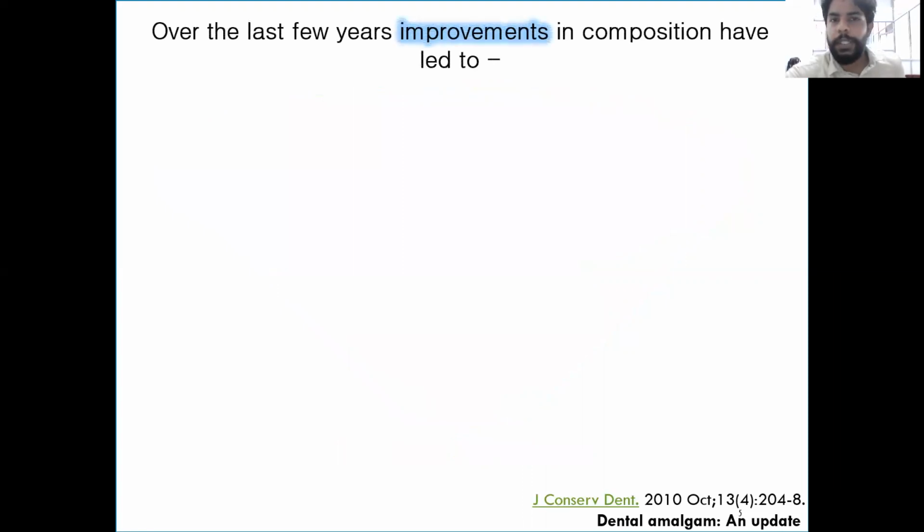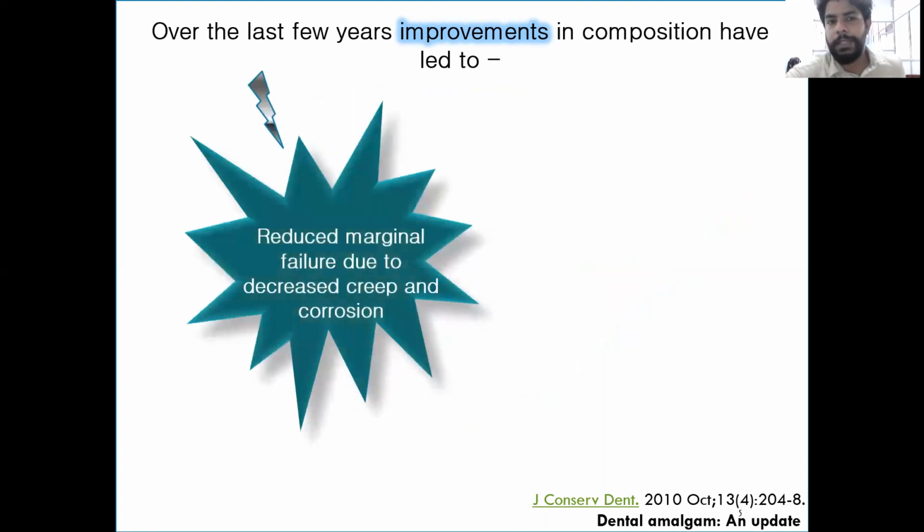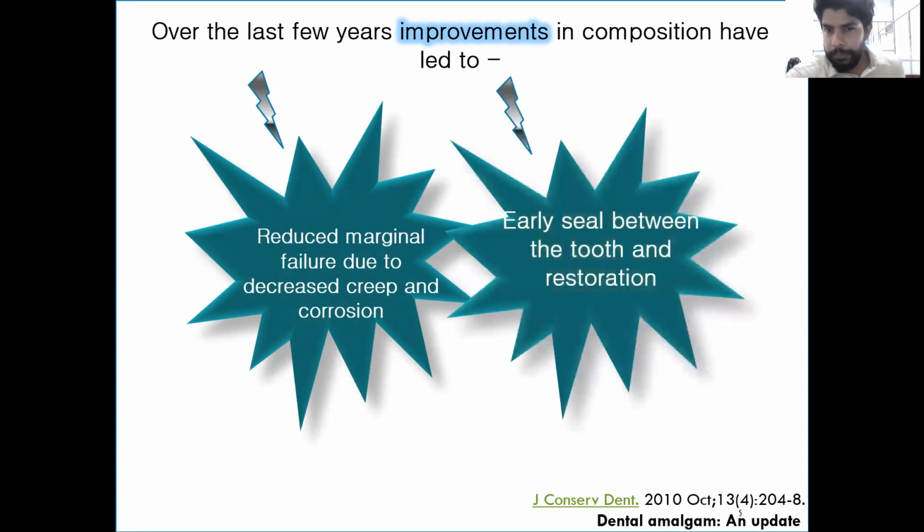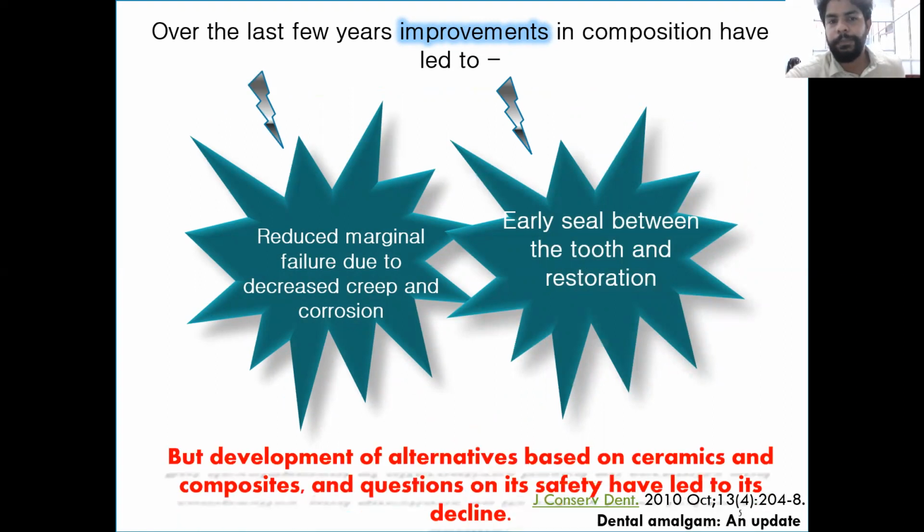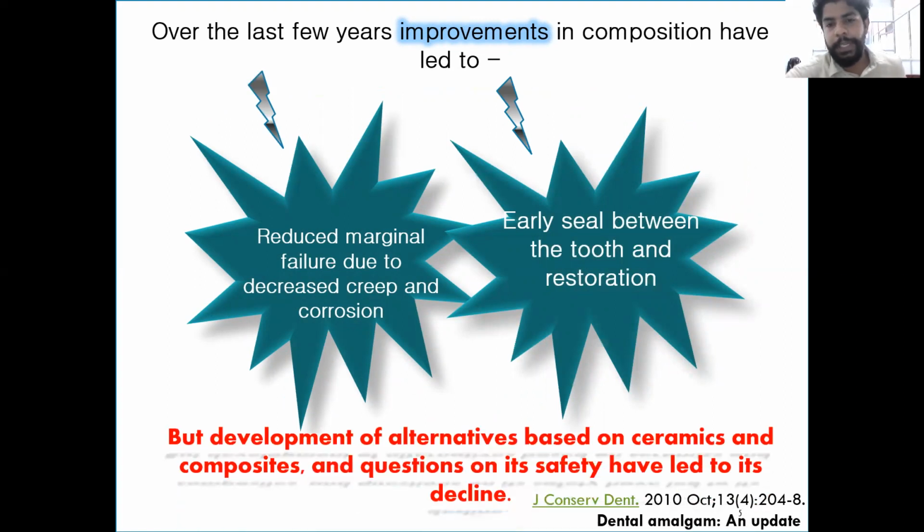However, over the last few years, improvements in its composition have led to reduced marginal failure due to decreased creep and corrosion, and an early seal between the tooth and the restorative interface. But developments of alternate ceramics and composites and questions on the safety of amalgam have led to the decline in its use.